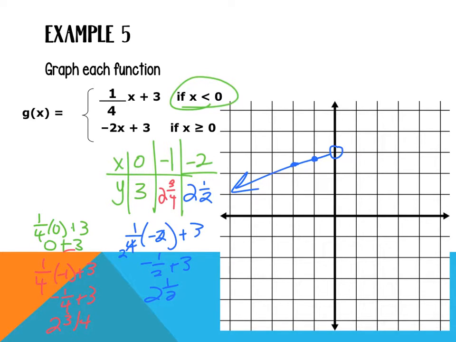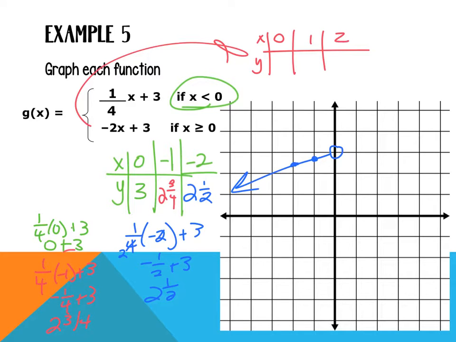And then do the same thing for the other one. Start with 0, and then I want the values that are greater than it. So plug in 0, 1, and 2. Plugging in 0 would give me 3, plugging in 1 would give me 1, and 2 would give me negative 1. So then 0, 3, which is now solid, because it's or equal to, 1, 1, and 2, negative 1. And so my graph goes like that.